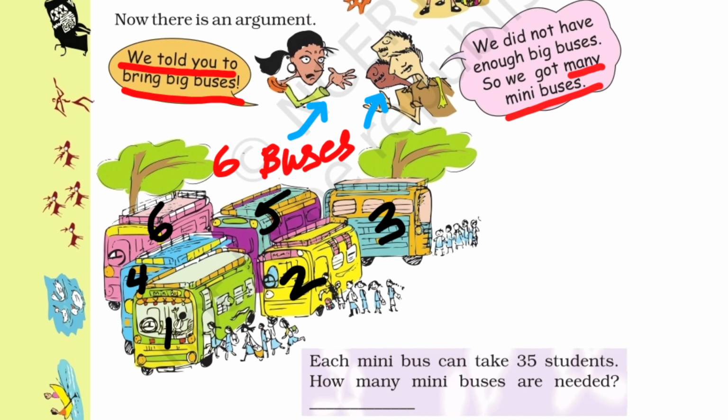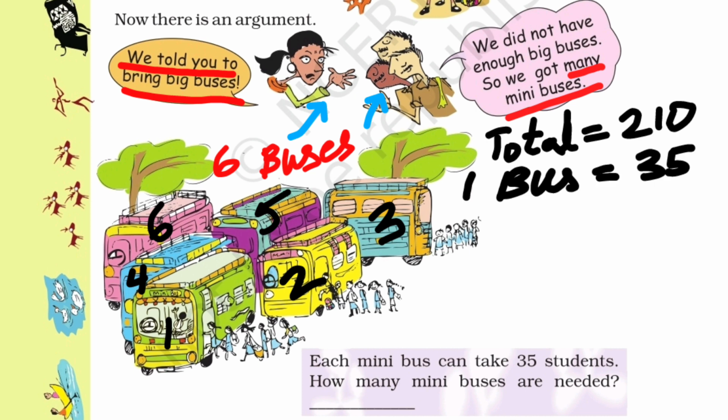So we have a total number of students 210 and each bus can take 35 students. So let's calculate 5 buses first. So 35 into 5. So 5 fives are 25. So 5 balance 2. 5 threes are 15. So 15 plus 2 is 17. So 175. No, because we have 210 students.